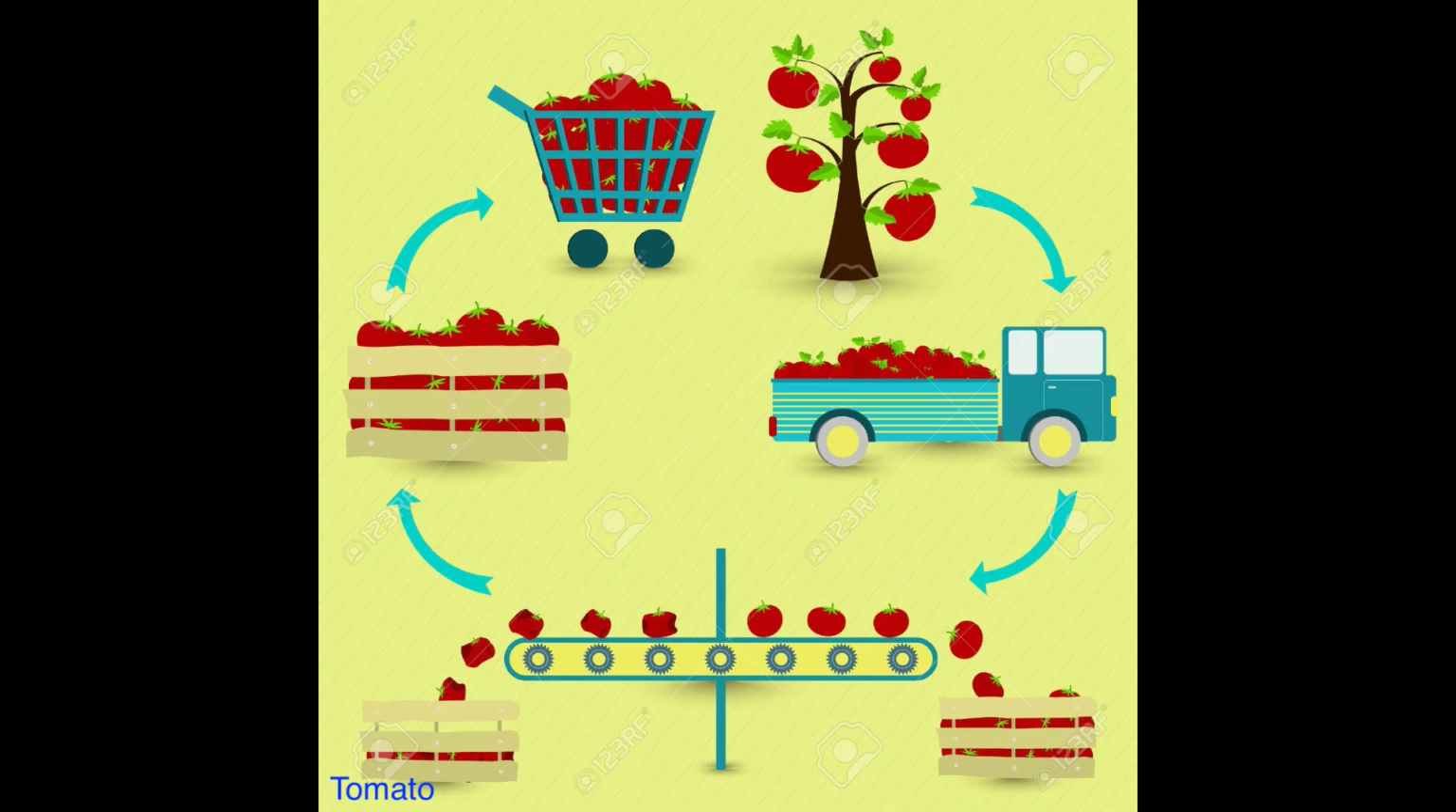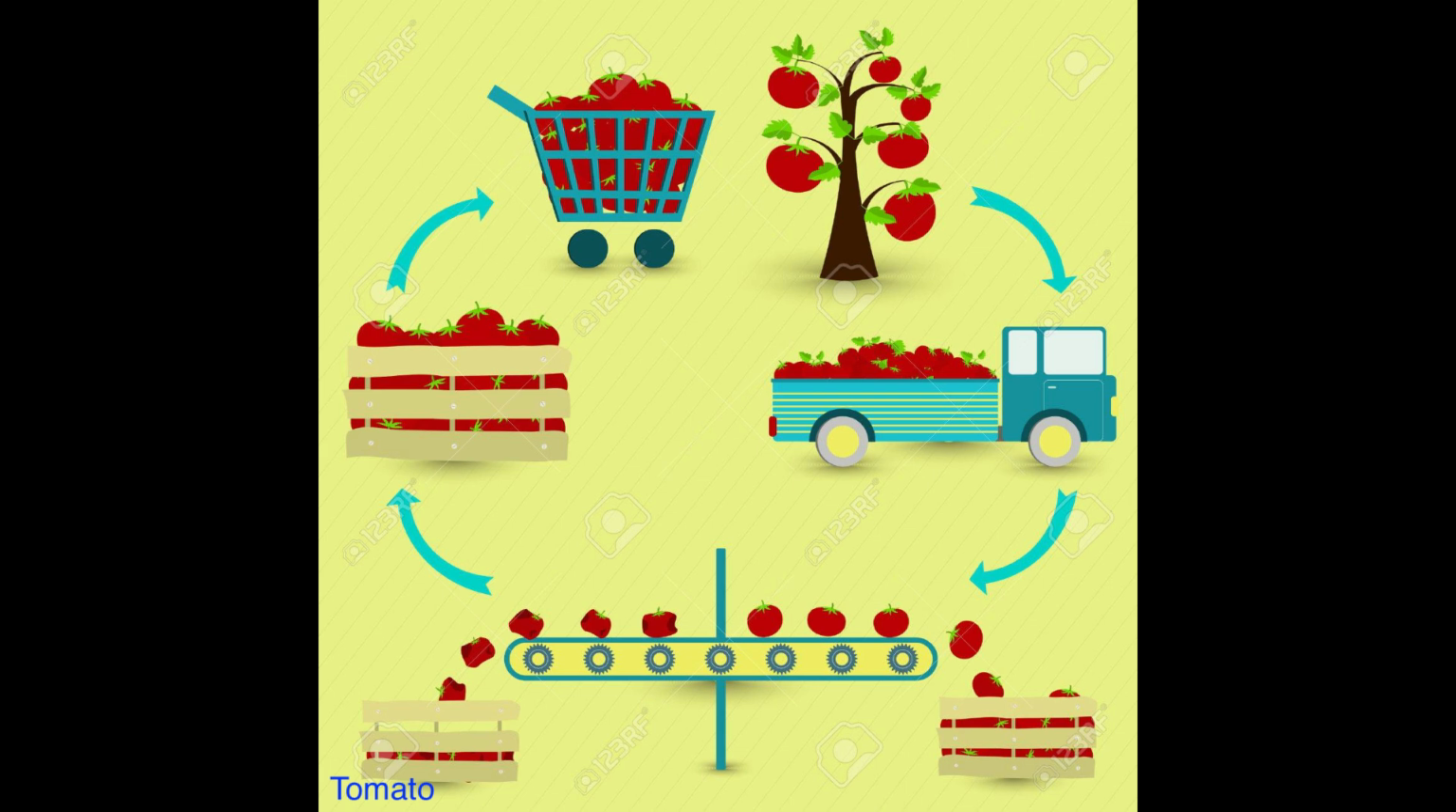The following graph gives information about how tomatoes come to consumers. The steps include a tomato tree, transportation, filtering, packaging. According to this graph, the first step is the tomato tree, which grows many tomatoes on the branches. According to this graph, the second step is to transport tomatoes by a blue truck.